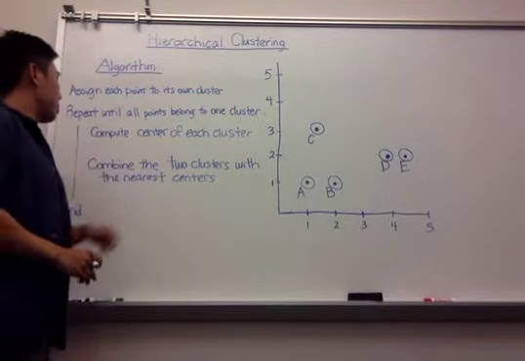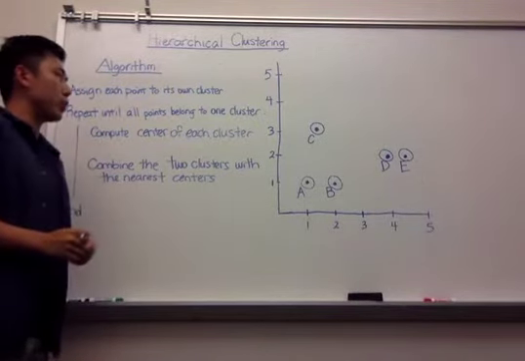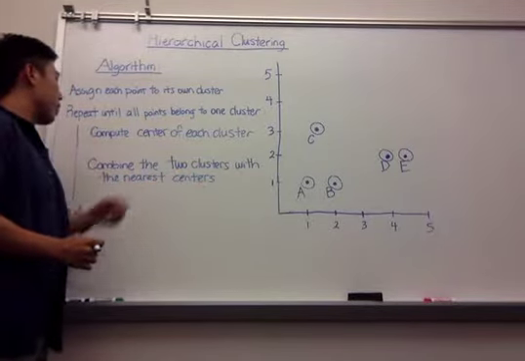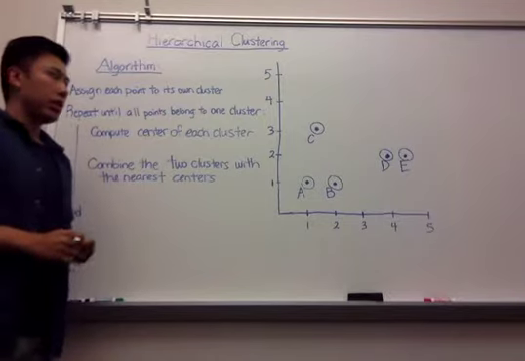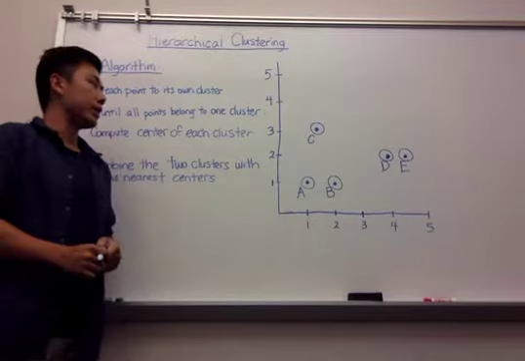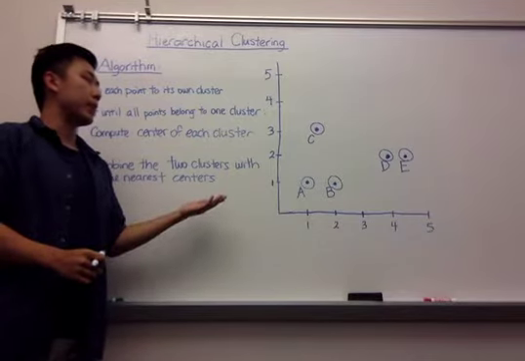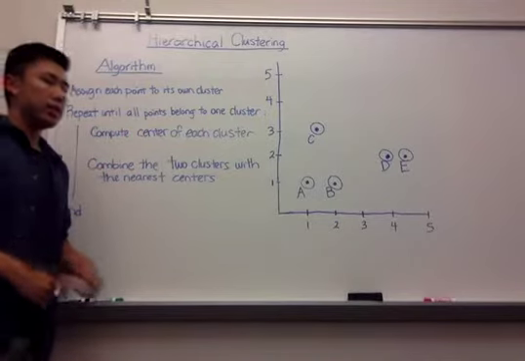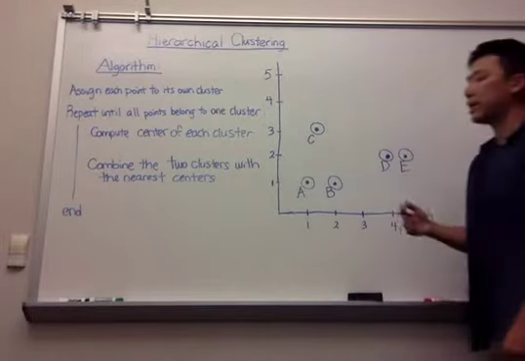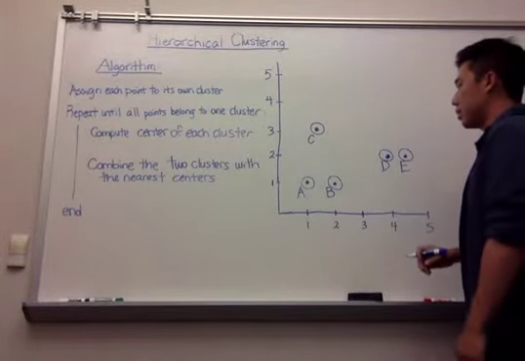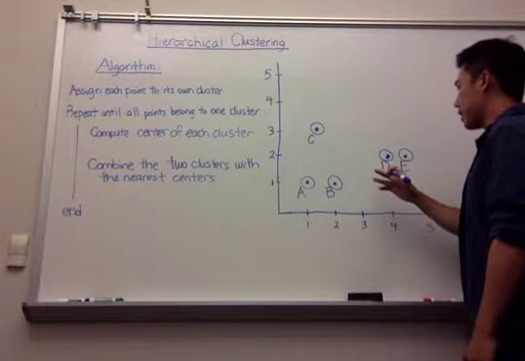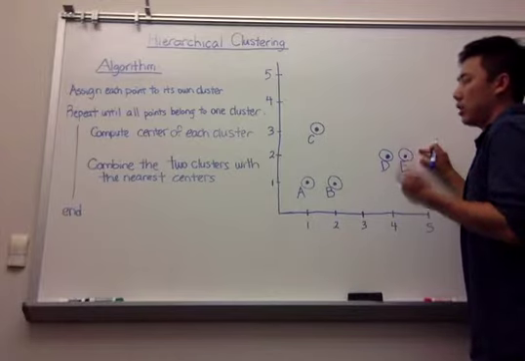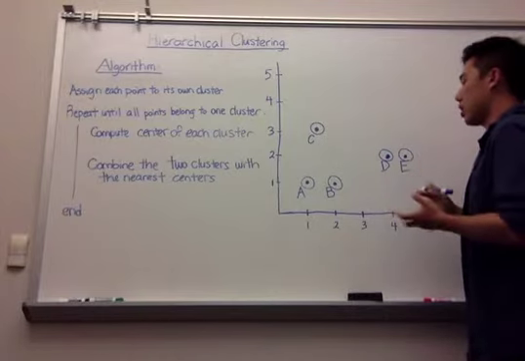And now we enter this while loop, which keeps on repeating until all points belong to one single cluster. In this case, that's not true yet. So we go into the while loop, and we first compute the center of each cluster. Since each cluster only contains one point, its center is the location of each point. So we're done here, and then we combine the two clusters with the nearest centers. As you can see here, we'll be using Euclidean distance to calculate the distances between the clusters. In this case, we can see that the distance between D and E is the smallest distance between all combinations of the clusters.